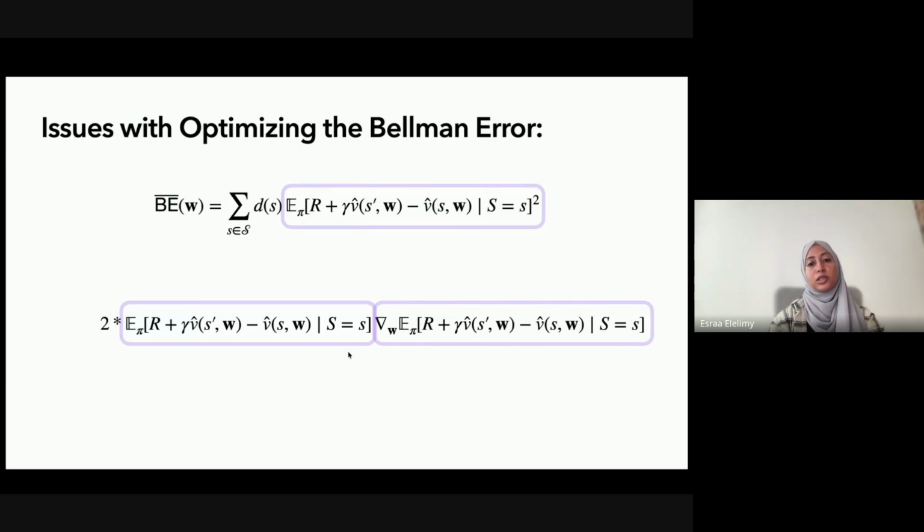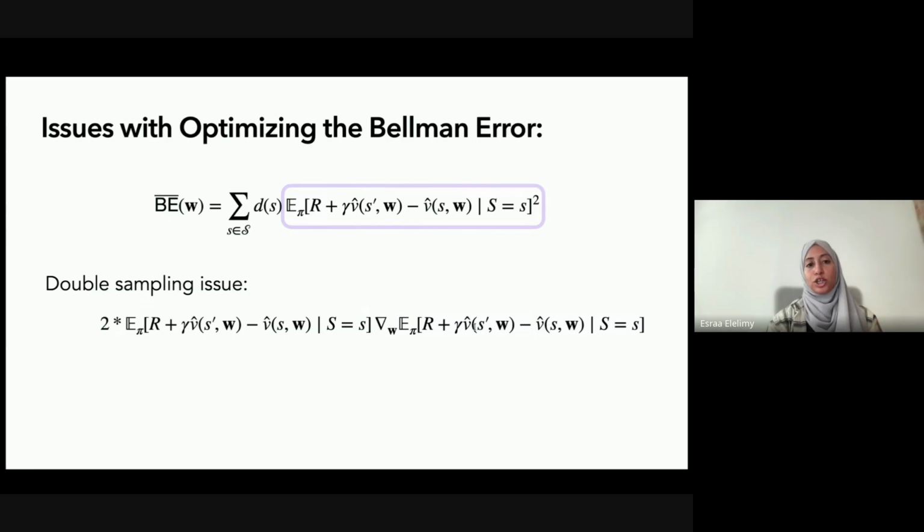What we care about here is we have 2 expectations multiplied by each other, which is quite hard to estimate, because that means we will need 2 independent samples of this next state in order to have an unbiased estimate of this quantity. And typically, we will not be able to get 2 independent samples of the next state. Maybe if we have a simulator, we can unroll back the simulator and get another sample of the next state. Or maybe if we have a deterministic environment, that could be a possibility. But typically, it's not feasible to have 2 independent samples of the next state. And this is known as the double sampling issue with the Bellman error.